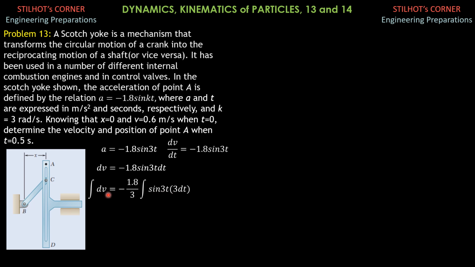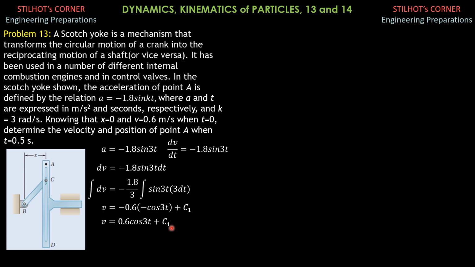The integral of dv is v, so we have negative 0.6 times negative cosine 3t, which would be positive 0.6 cosine 3t plus constant of integration c sub 1. So v equals negative 0.6 times negative cosine 3t plus c sub 1, and this is positive, so v equals 0.6 cosine of 3t plus c sub 1.